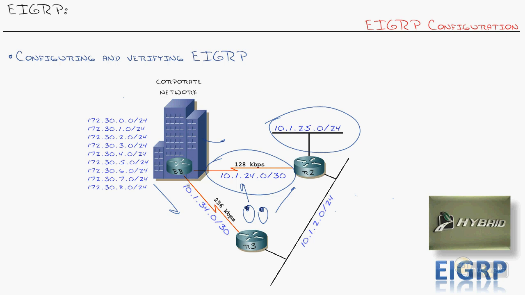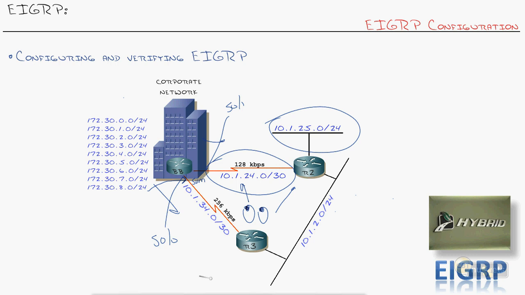I'm going to label this. So this is serial 0/1, so I don't have to keep orienting myself, and this is 0/0. I'm going to go in right here first. I want to show you something. I'm going to put a summary route here, because with EIGRP, summary routes are done on a per interface basis.